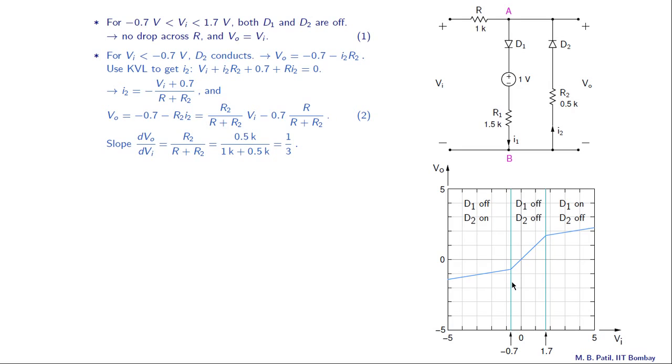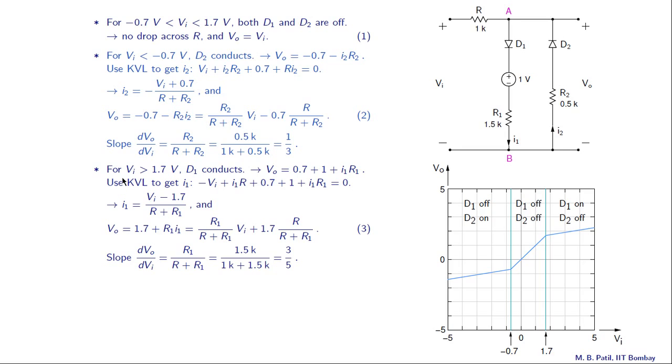Note that the Vo versus Vi relationship is continuous as we go from this region to this region, and that can be seen also from equation 2 here. At Vi equal to minus 0.7 volts, equation 1 predicts that Vo should be minus 0.7 volts, and let us see what equation 2 predicts. Let us put Vi equal to minus 0.7 here, and then we have minus 0.7 times R2 plus R divided by R plus R2. So that gives Vo, and that also will turn out to be minus 0.7 volts. So therefore there is continuity over here.